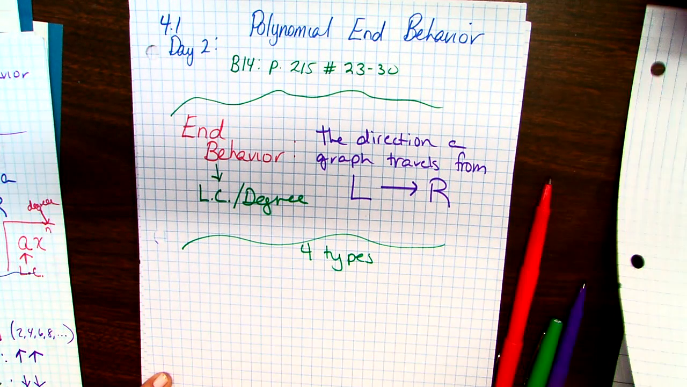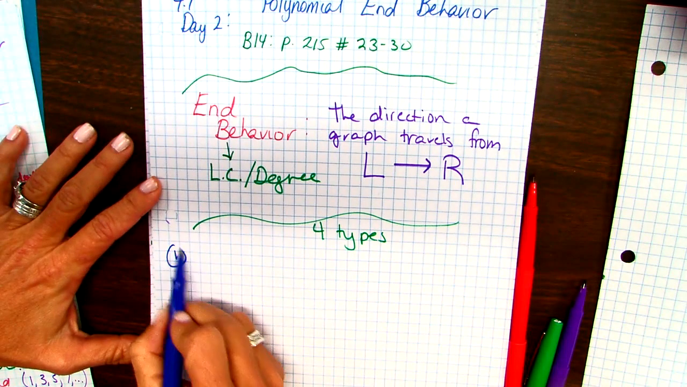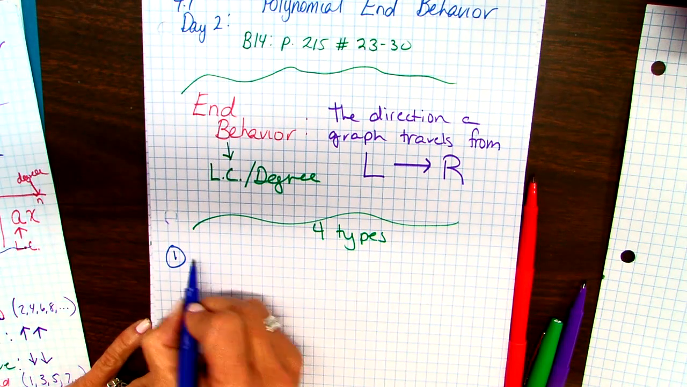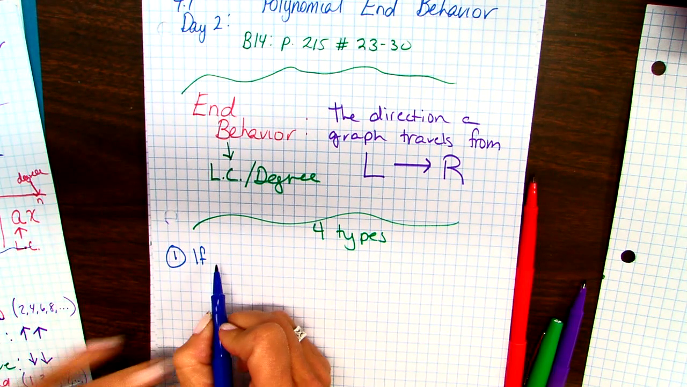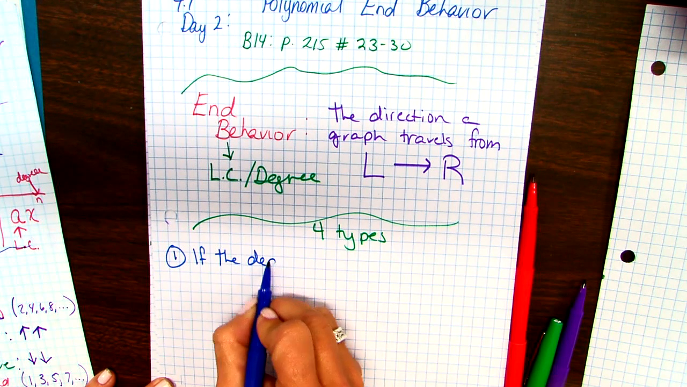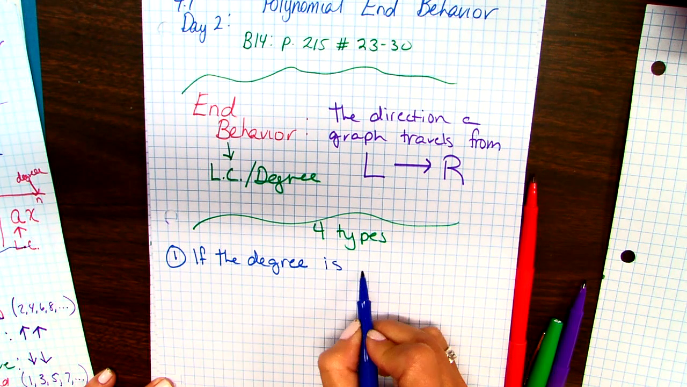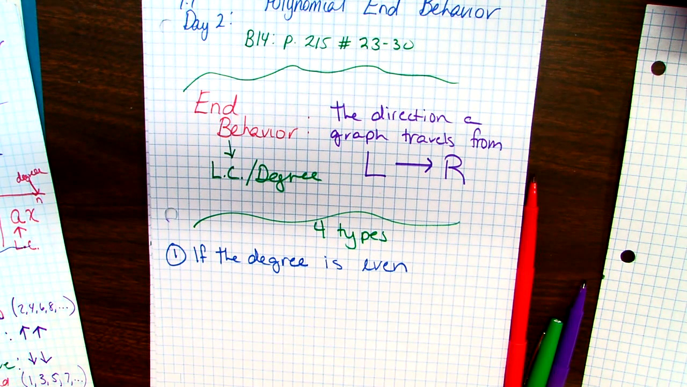Since we have covered it, have this in your notes so you can reference it if you get stuck. But you might remember it really well anyway. If the degree of a polynomial is even, okay? Degree is the biggest exponent. We talked about that yesterday. So you identify the degree and you decide, is it even or is it odd? Even is 2, 4, 6, 8, and so on. Odd is 1, 3, 5, 7, and so on.